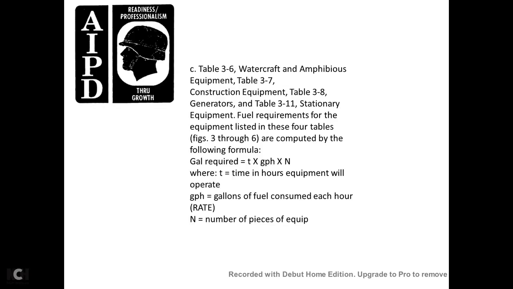Table 316, watercraft, amphibious vehicle equipment. Table 317, construction equipment. Table 318, generators. And Table 311, stationary equipment. The requirements for equipment listed in these four tables, figures 3 through 6, are computed with the following formula: gallons required equals the time in hours the equipment will operate, times the gallons of fuel consumed each hour, the rate, times the number of pieces of equipment.